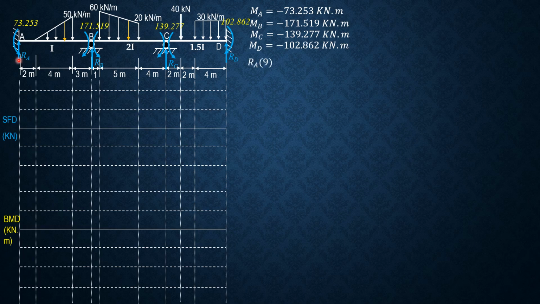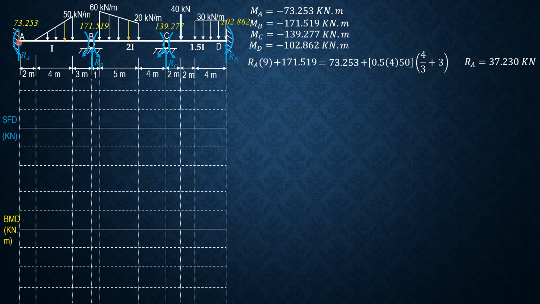And RA times 9 plus 171.519 equals 73.253. Then plus the moment of the load with respect to B is 1/2 or 0.5 of 4 times 50. The moment arm is 4 thirds plus 3. So plus 0.5 of 4 times 50 quantity 4 thirds plus 3. So solving for RA is 37.230 kilonewtons.